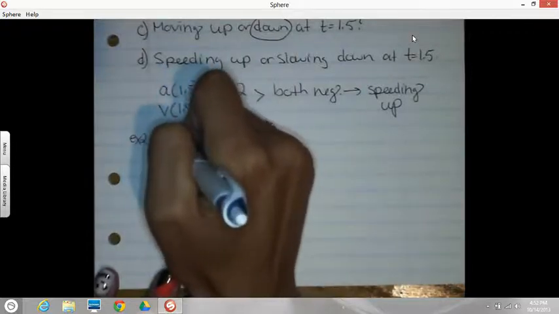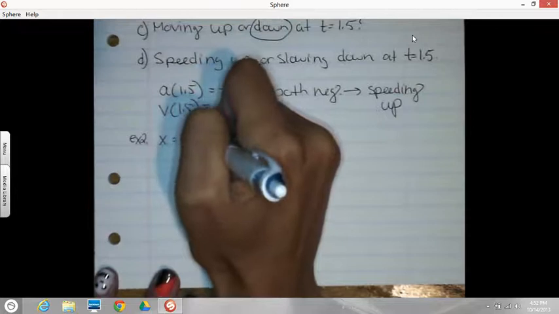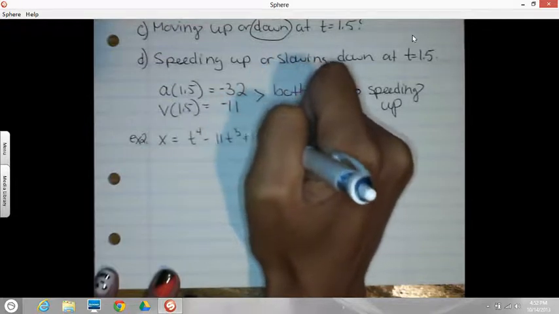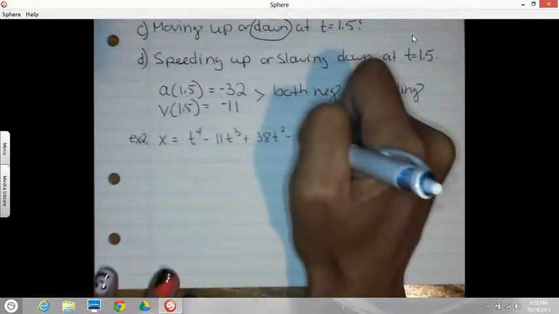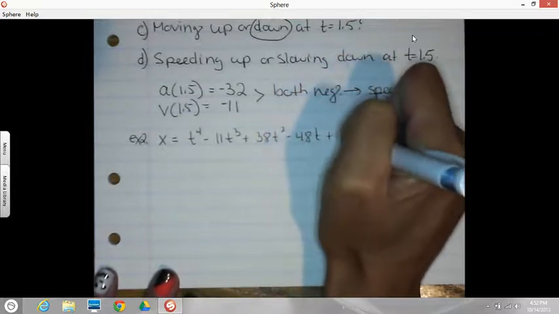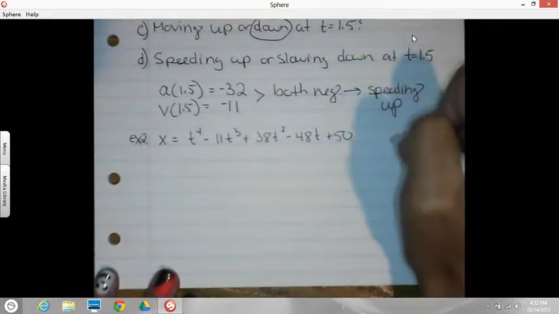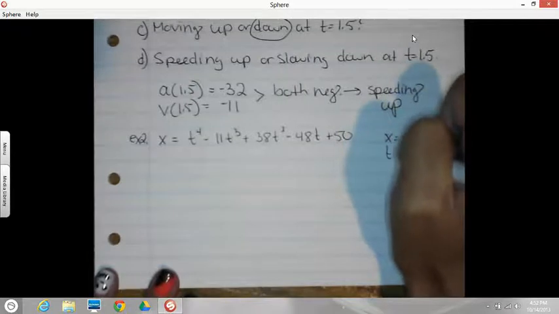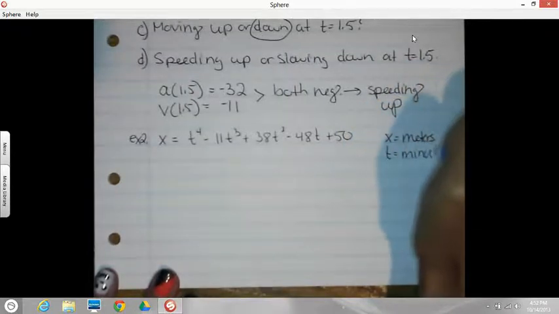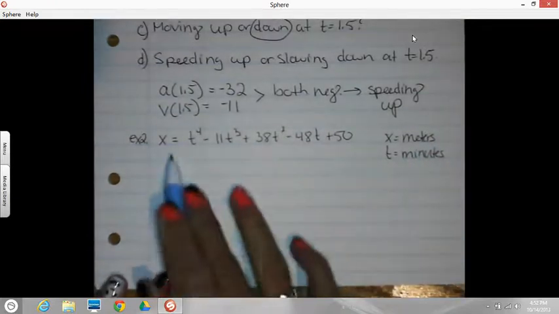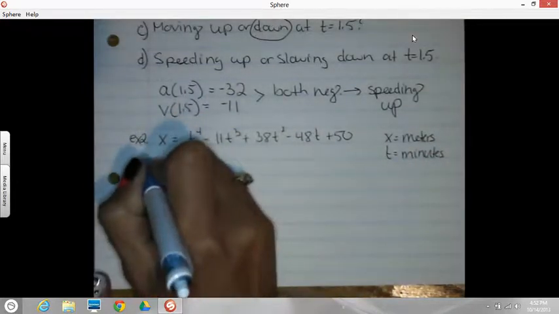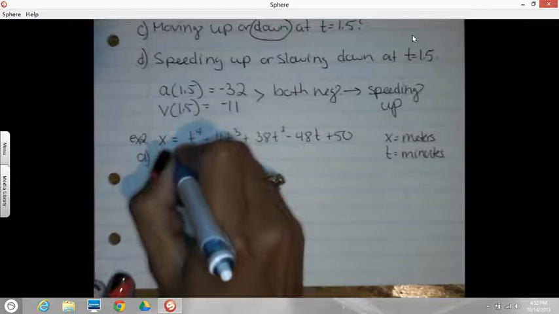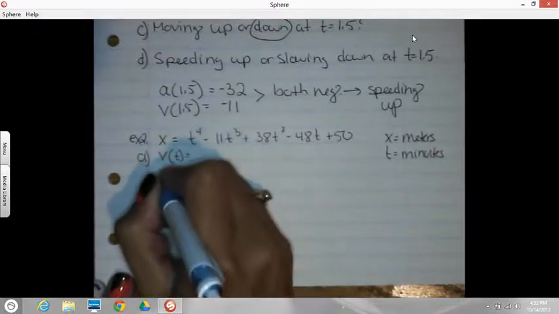The displacement is given by t to the fourth minus 11 t cubed plus 38t squared minus 48t plus 50, where x is in meters and t is in minutes. So it's a distance-time equation. Starting out the same, find velocity and acceleration equations. And acceleration.